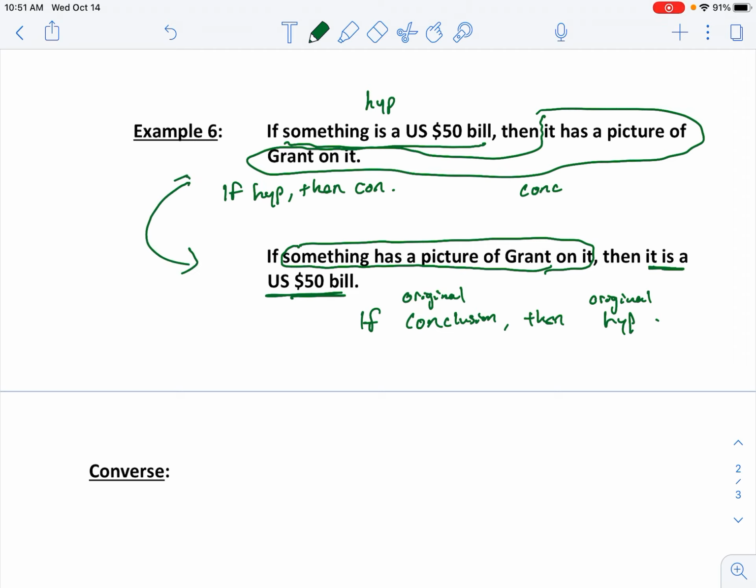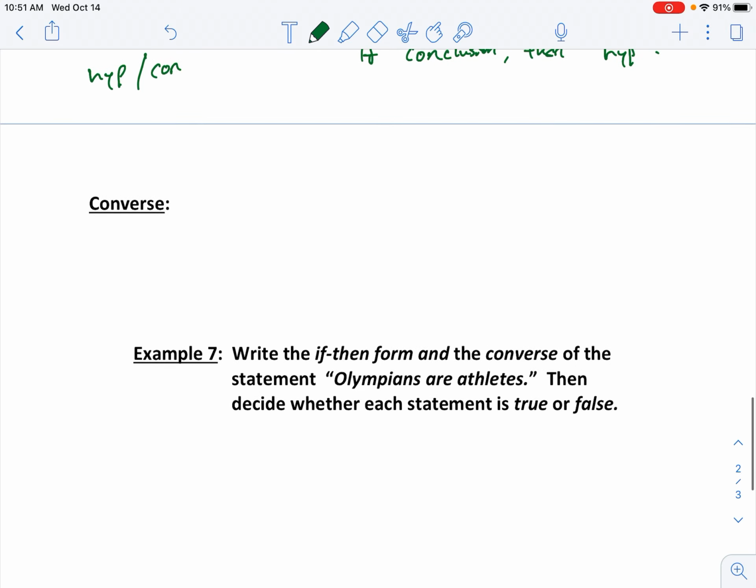So when I look at these two statements, they're very related. I have taken my conditional statement here, and I have switched the hypothesis and conclusion. And that is exactly what the converse statement is. It is switching the hypothesis and conclusion of a conditional statement.